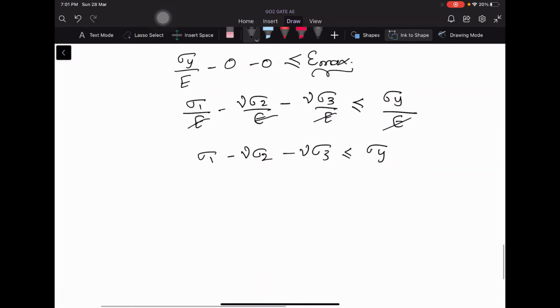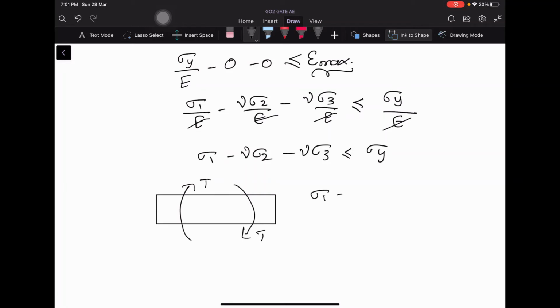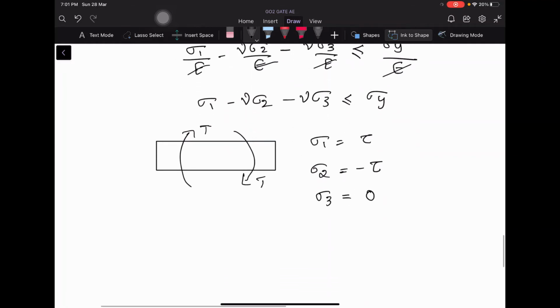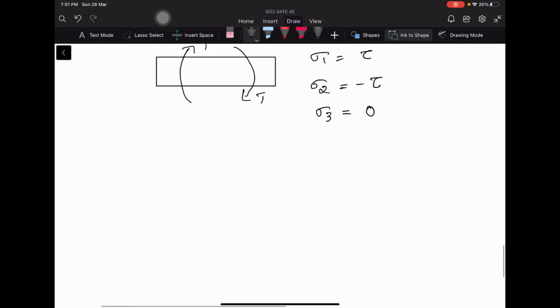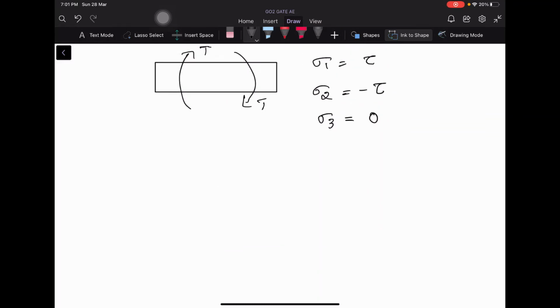So now what we'll do, we'll conduct a torsion test on the same material. So for this case you will get sigma 1 as tau, sigma 2 as minus tau, sigma 3 is equal to 0. So now substitute this back in the above equation. You will get tau y divided by E minus mu into minus tau y divided by E equals the maximum principal strain.